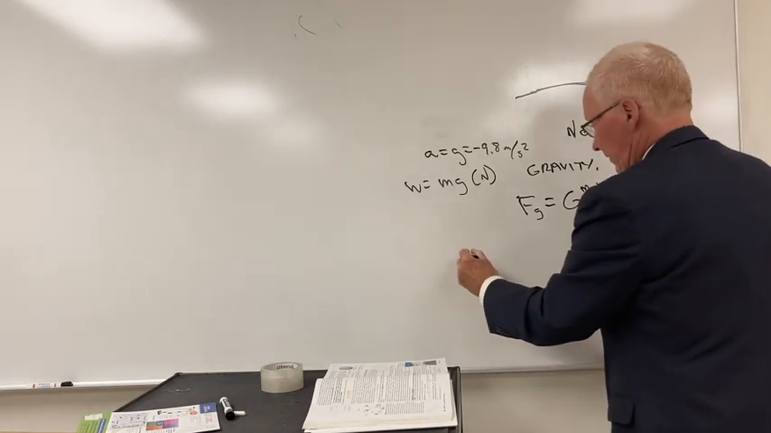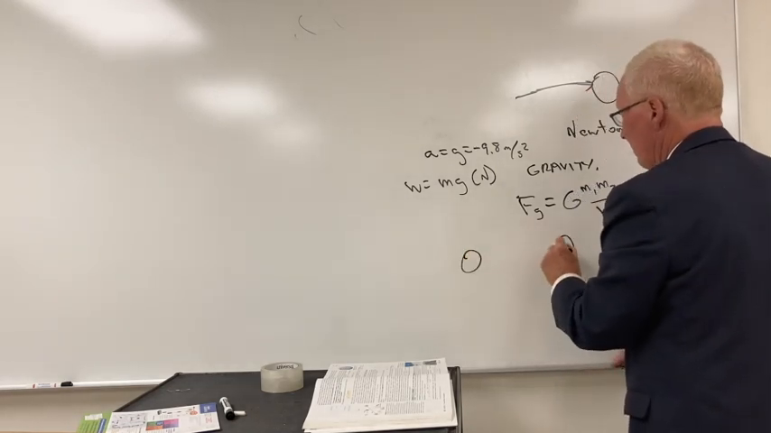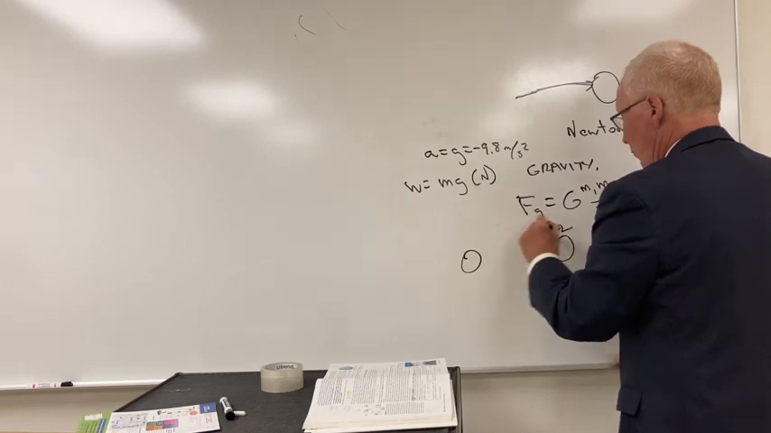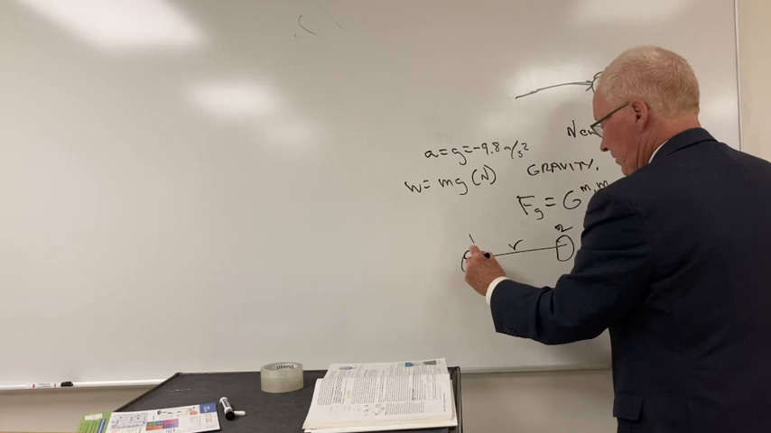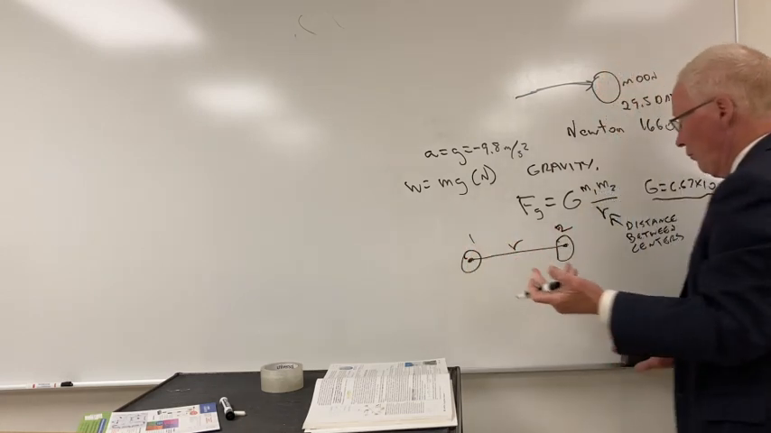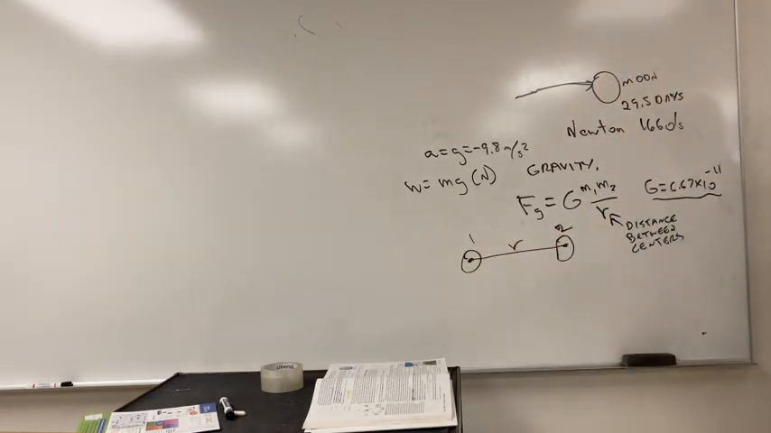So what you have is, if you have two masses, M1 and M2, and there's a distance r between the centers of the masses, this is the force of gravity. Now, it's a very small number. It's a very small force for the most part. Let's just do two quick examples.